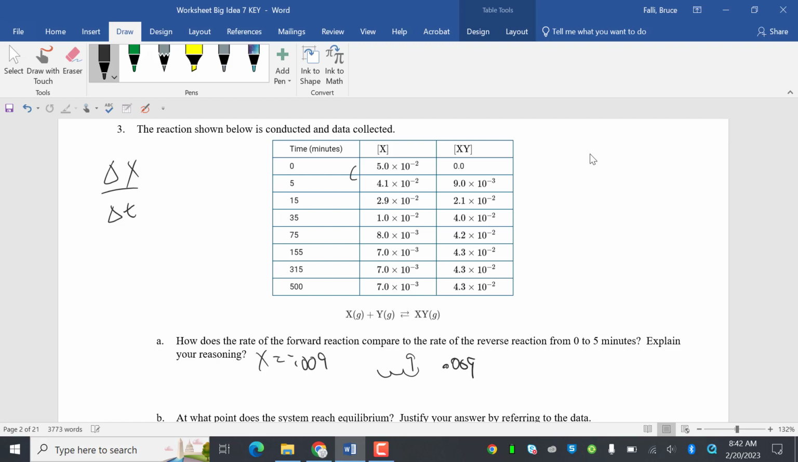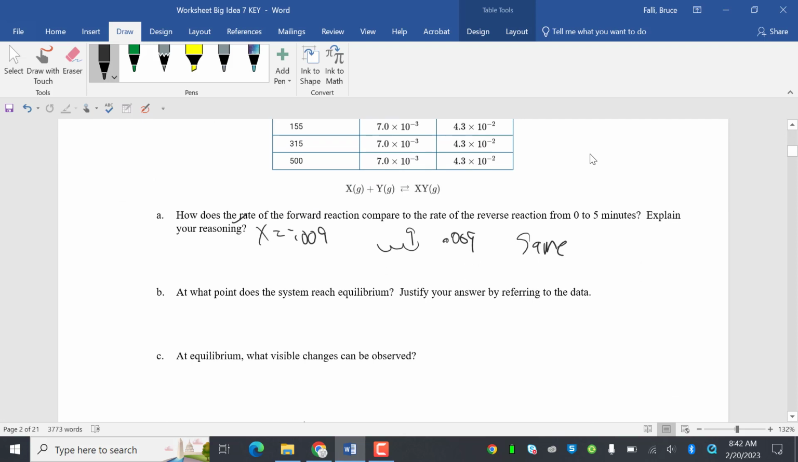So if I have 9E negative 3, that's 0.009. That's really crazy. How does the rate of the forward reaction compare to the rate of the reverse reaction from 0 to 5 minutes? Same. And you saw my change in x, y over change in t.